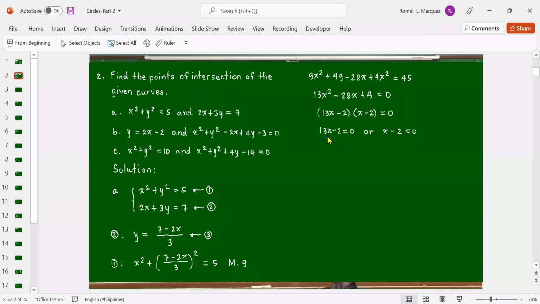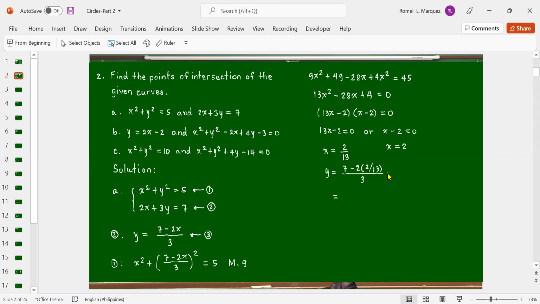So for the first linear equation, we have 13x minus 2. So what is x? 2 over 13. While in the second linear equation, we have x equals 2. If x equals 2 over 13, what is y? So that is 7 minus 2 times 2 over 13, all over 3. So we solve y from equation number 3.